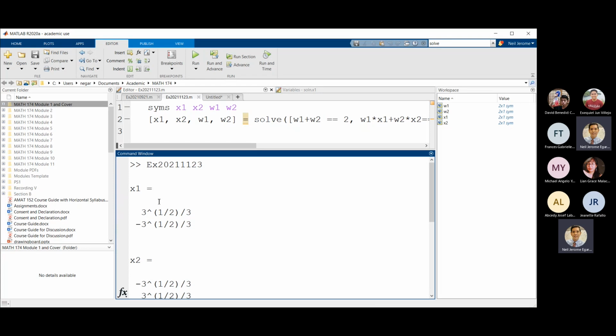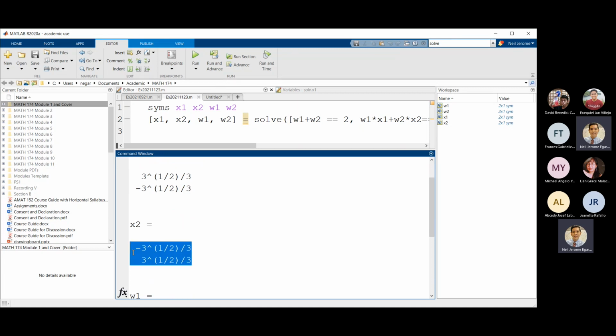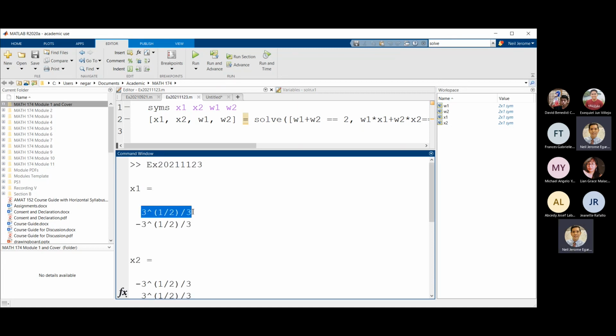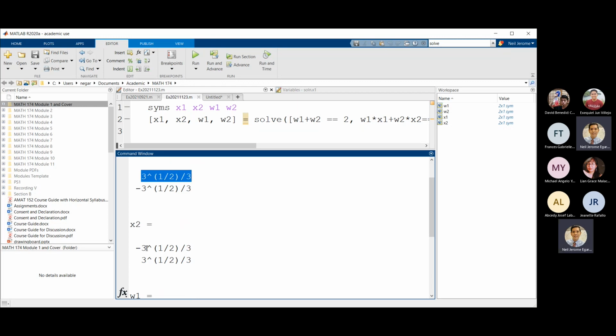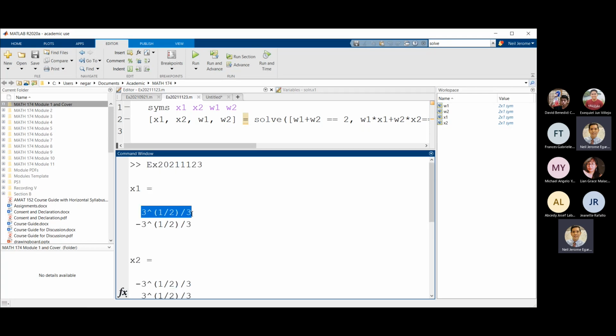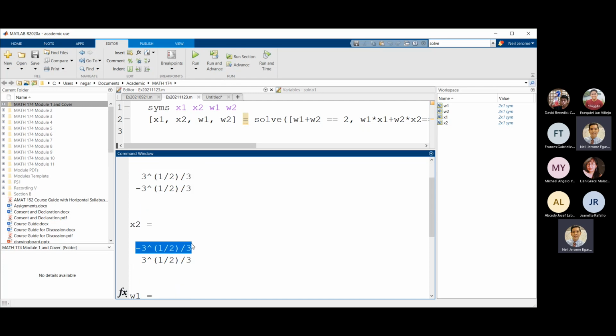So, kay x1, meron siyang dalawang possible values. It is a square root of 3 over 3 or negative square root of 3 over 3. Yun yung dalawang posibleng values ni x1. Hindi pala unique yung solution, okay? Now, kay x2, meron din siyang dalawang values. So, ibig sabihin kay x1, kung ito si x1, dapat si x2 natin ay ito. So, if x1 is positive root 3 over 3, dapat si x2 ay negative root 3 over 3.